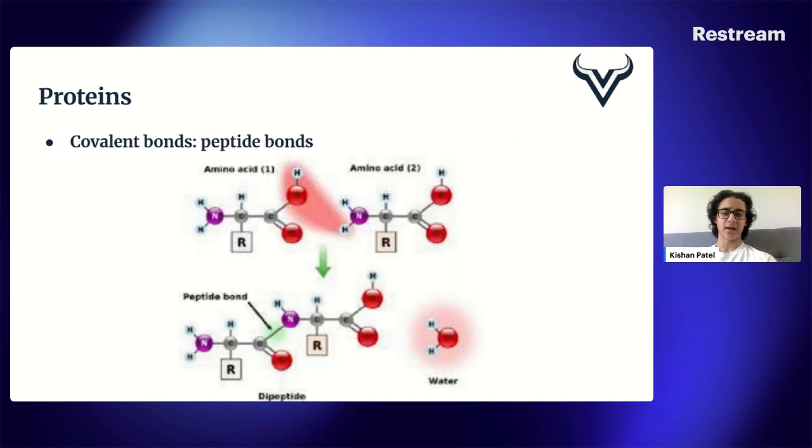So if we look at the covalent bonds in proteins, they are called peptide bonds. Right, so imagine this OH from amino acid 1 and the H from amino acid 2 are being removed, then you'll see the C to N bond, and the H will flip up, and that's called a peptide bond with the removal of water. That's the condensation reaction here.